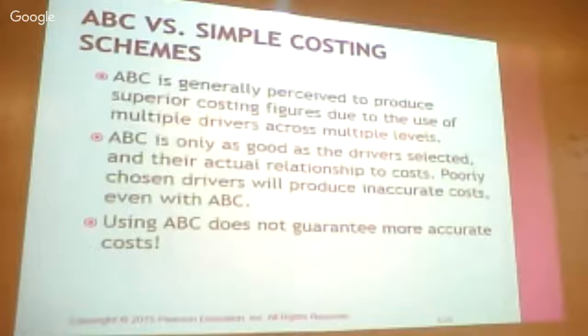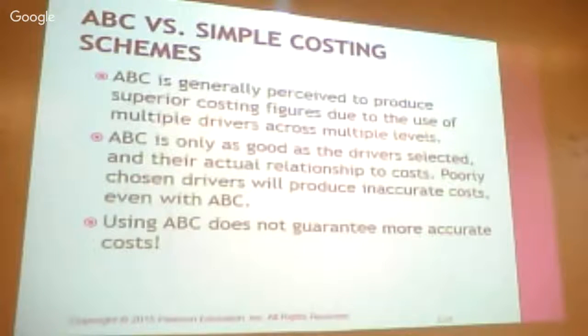So, all right, ABC versus simple. ABC is generally perceived to produce superior costing figures due to the use of multiple drivers across multiple levels. We're driving down to very specifics. So it is generally observed as a better way of doing things.